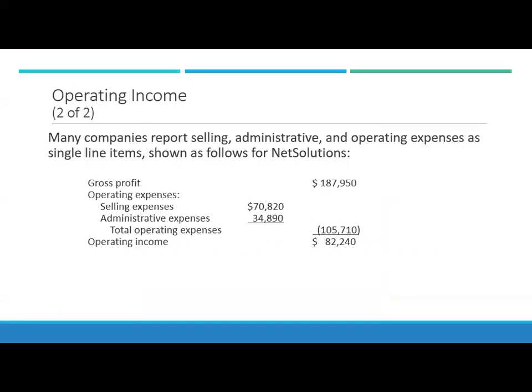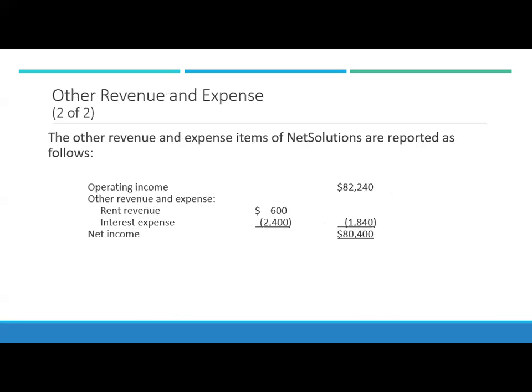And so this is how it'll appear. So you have sales, cost of goods sold, gross profit, selling expenses, administrative expenses, total operating expenses, and then operating income. And then these other revenues and expenses are shown separately at the bottom. This would also be taxes, which are generally other revenue and expense, but generally disclosed separately because that's not something the business can really control.